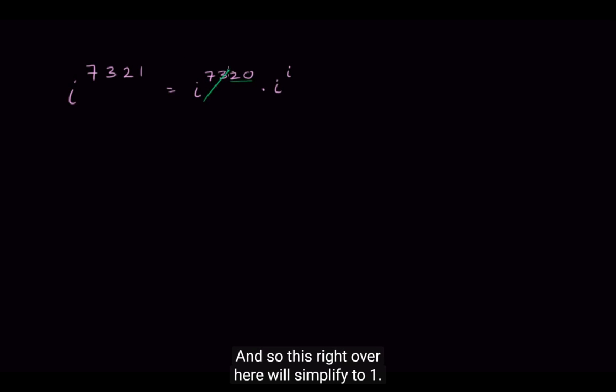And so this right over here will simplify to 1. Sorry, that's not i to the ith power. This is i to the first power. 7,321 is 7,320 plus 1.